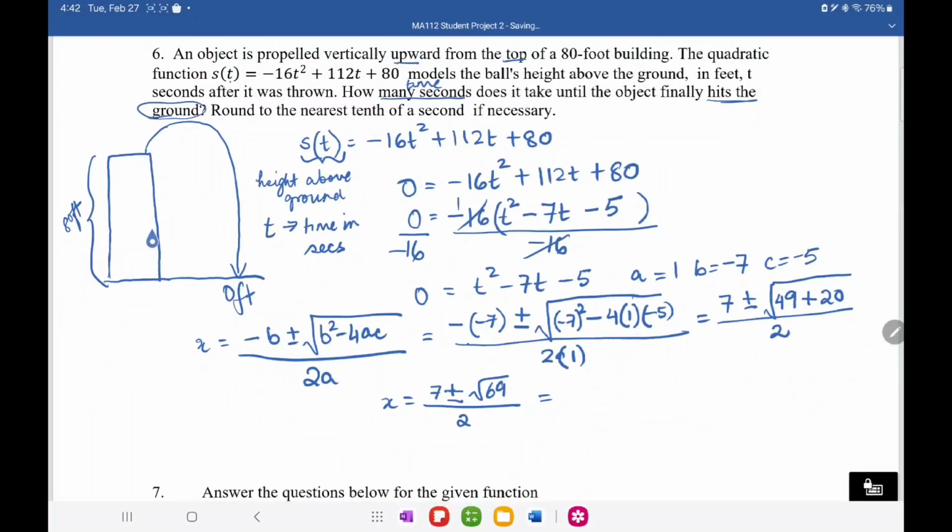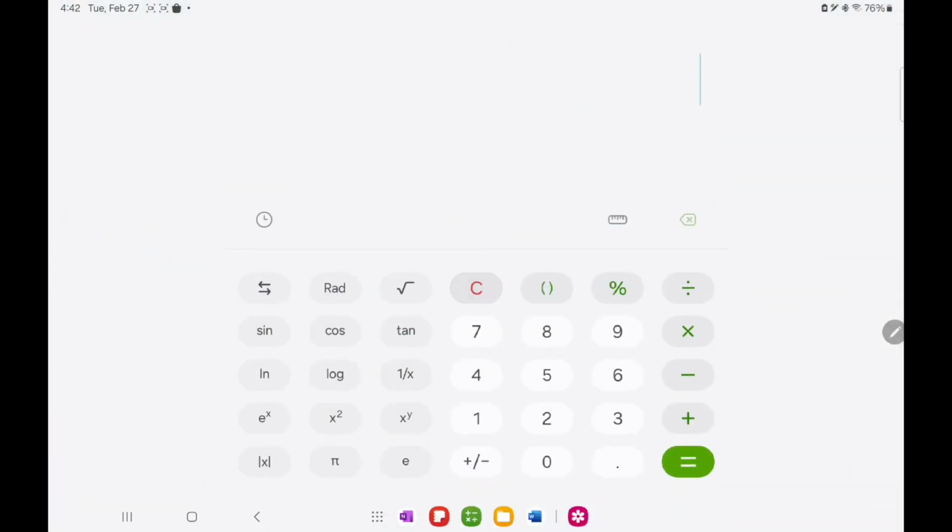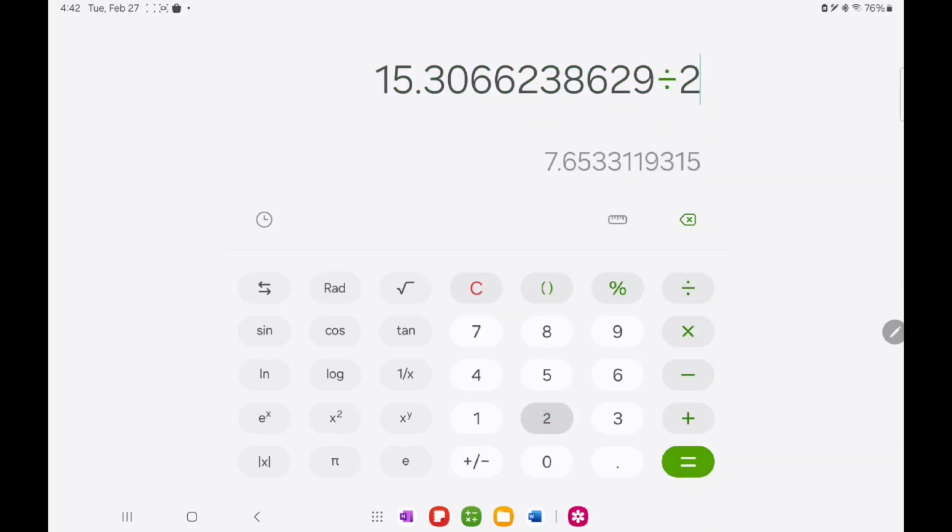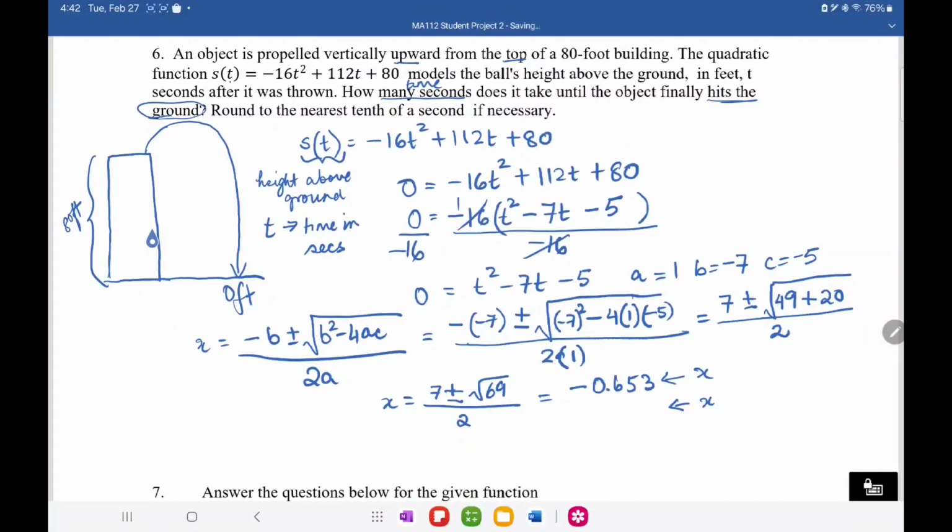Let me write that down. Negative 0.653. And then the other x value, this is one x value. The other x value is going to be when we add the square root of 69 to 7. So 7 plus the square root of 69 divided by 2 is 7.653. All right, 7.65. So 7.65. Right, 7.65 is the other solution.